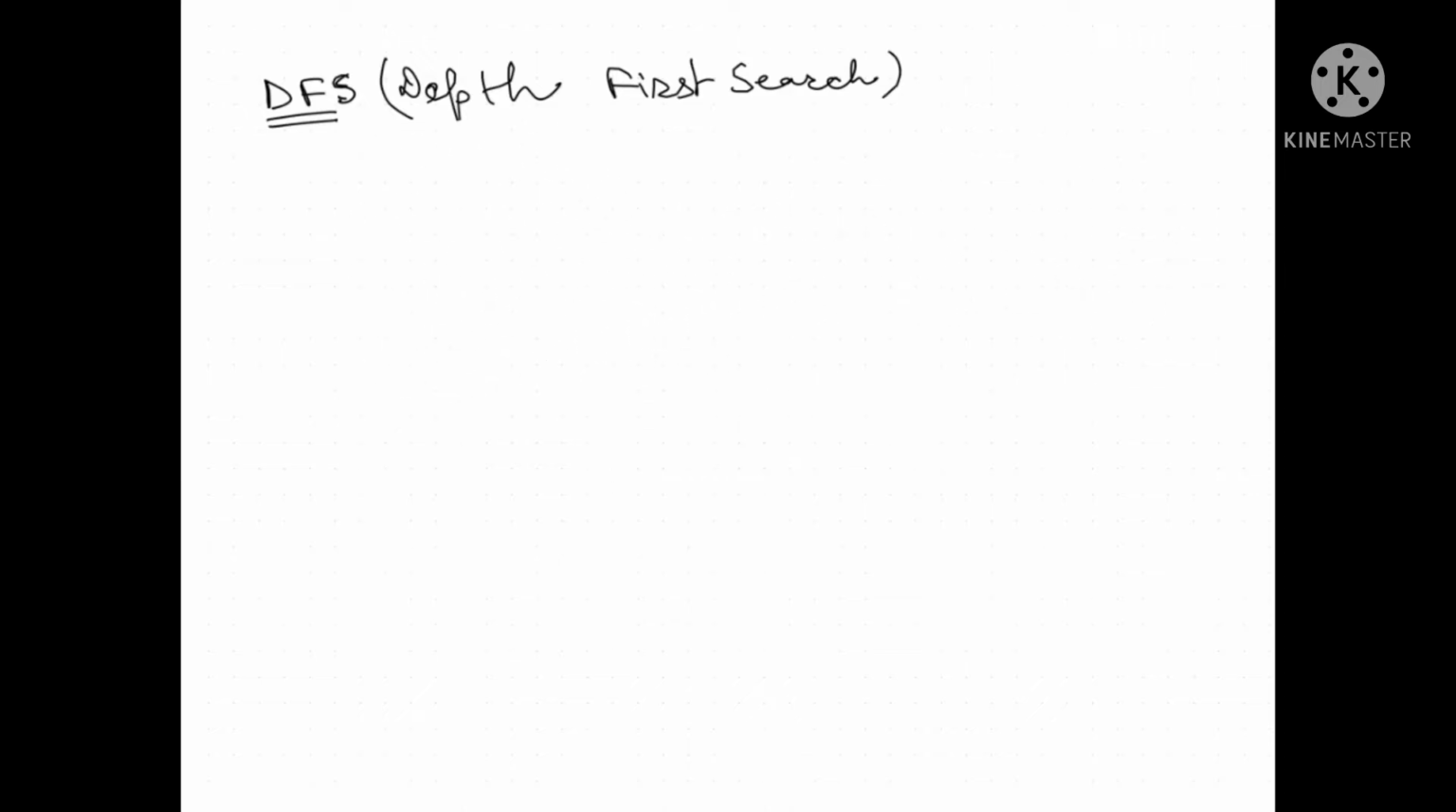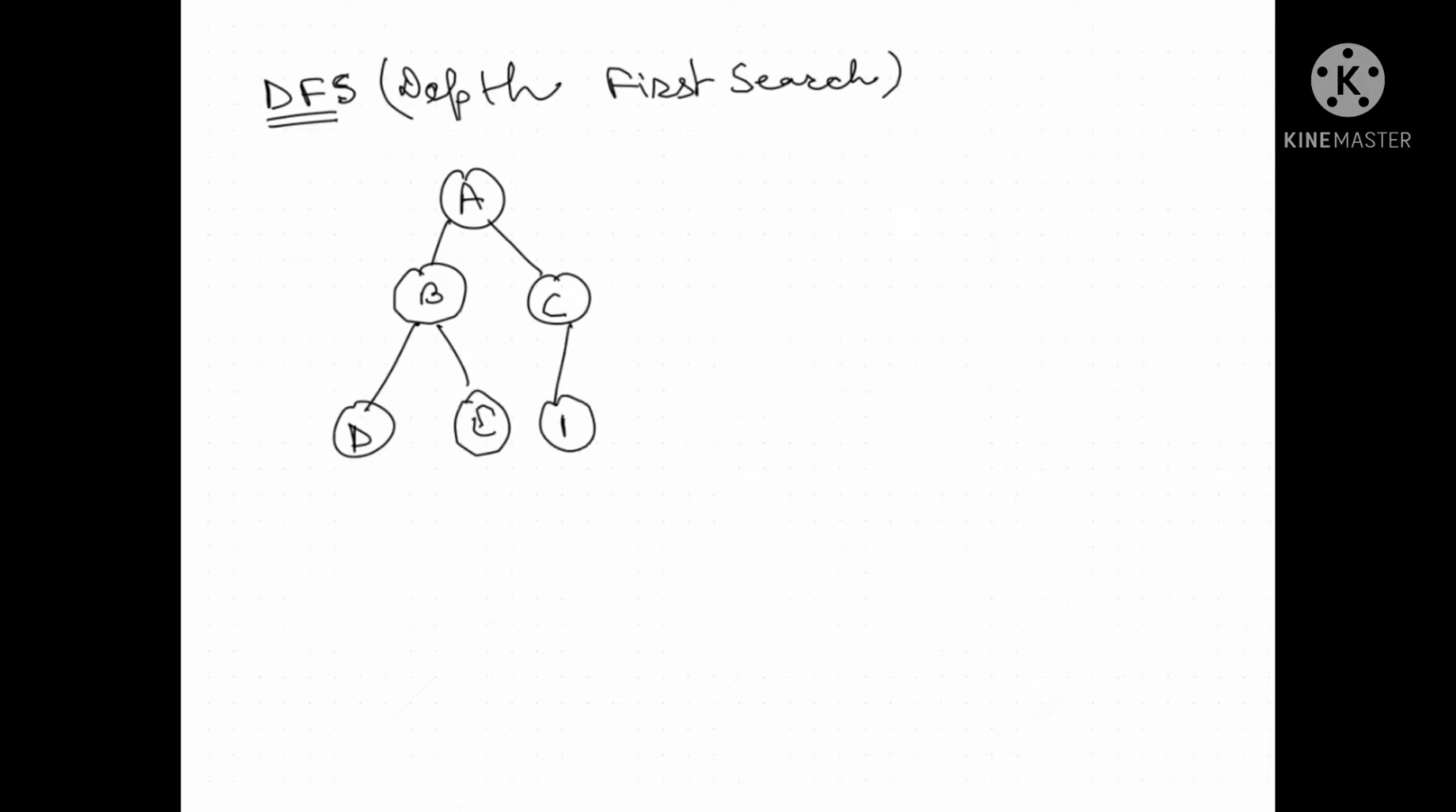In the last class we learnt about BFS, that was breadth first search. Here it is depth first search. So how do we go about it? Let me just start off. This is a tree which I have taken over here. I'll quickly make this for all of you. This is F and this is G.